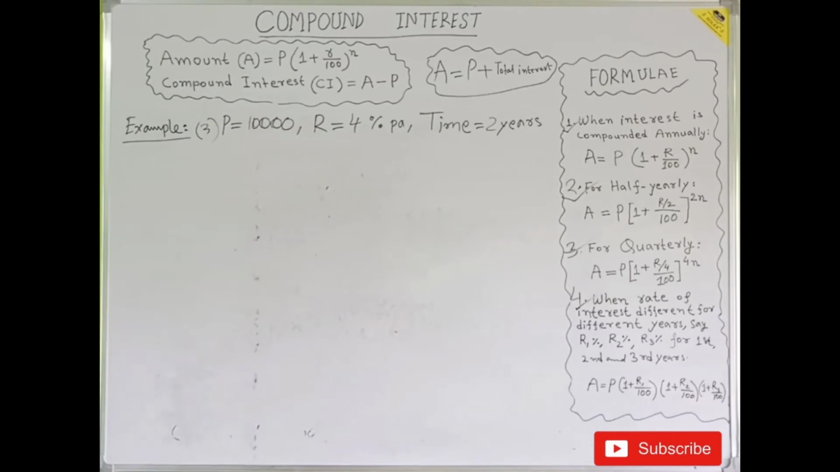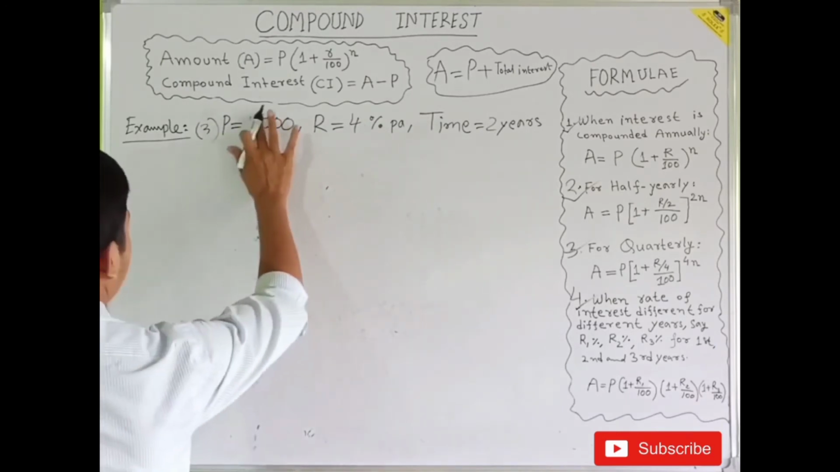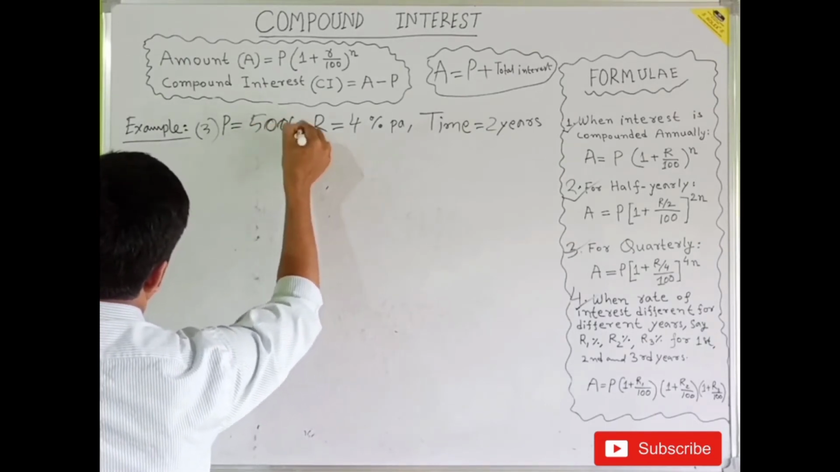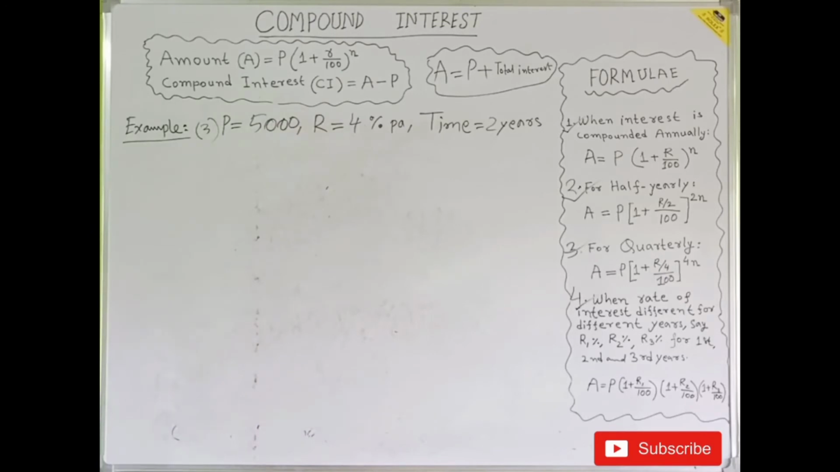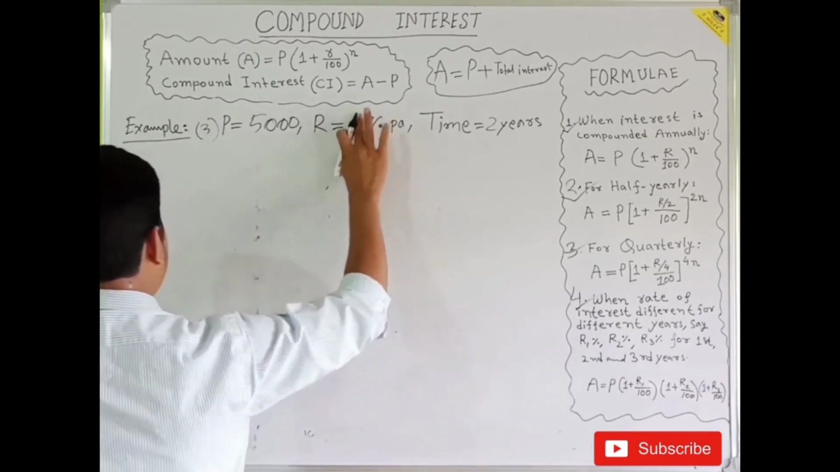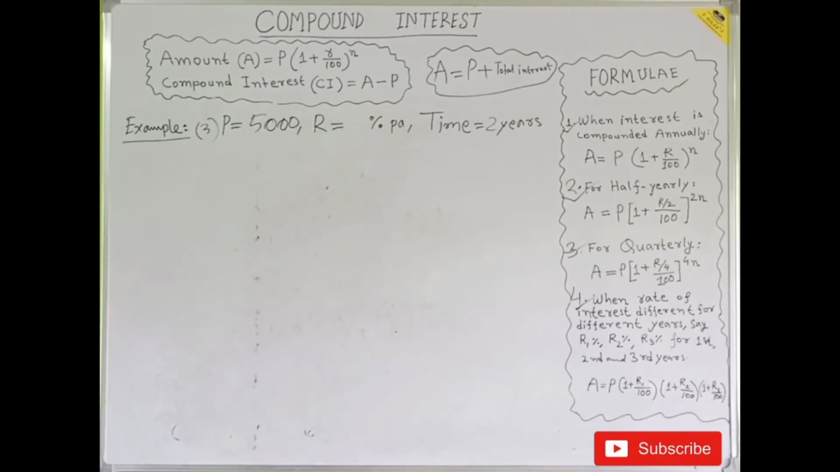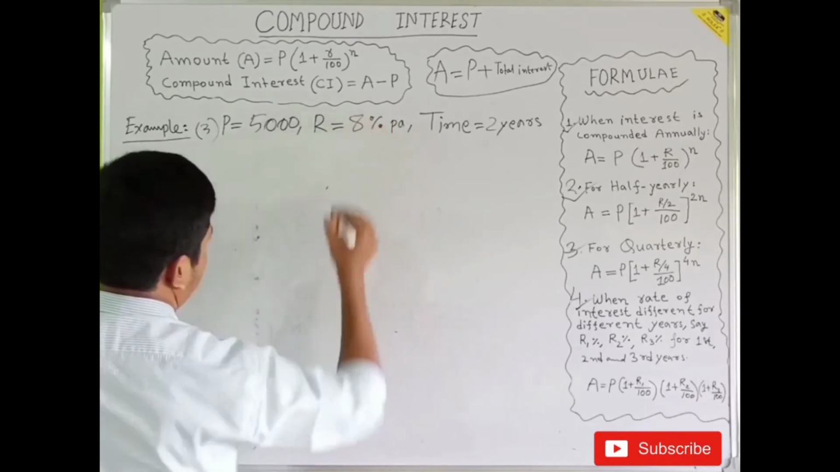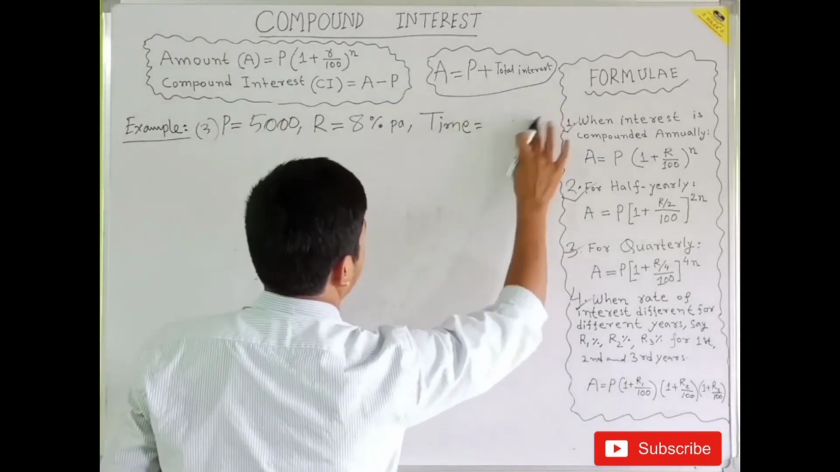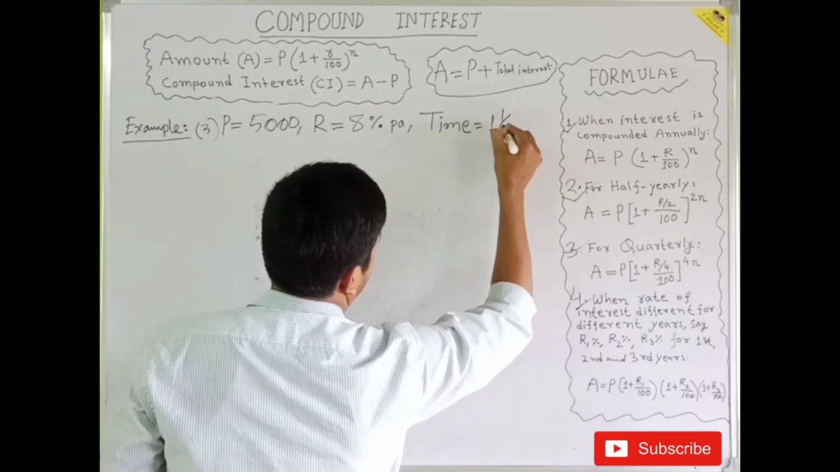It is explained with the help of example 3. Example 3. If principal given is 5,000, rate of interest given is 8% per annum, and time given is 1 and 1 by 2 years, that is 1.5 years.